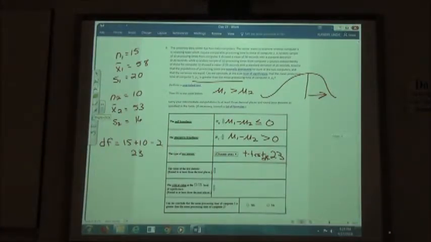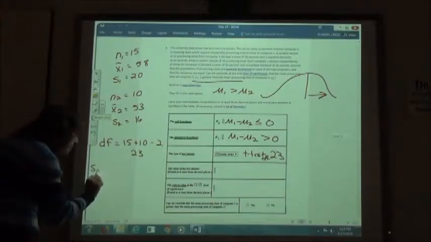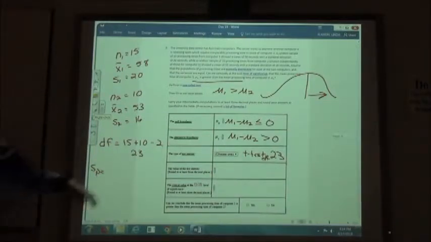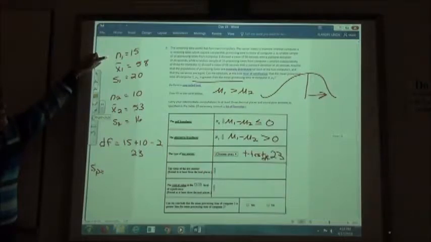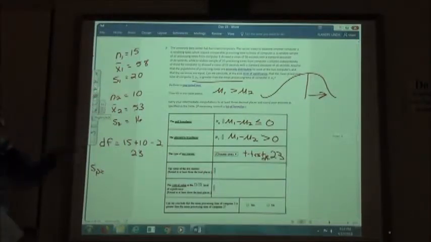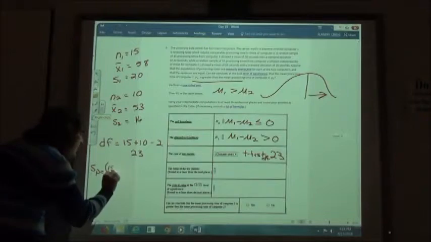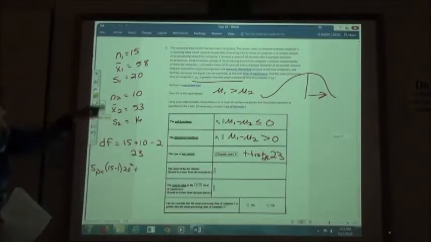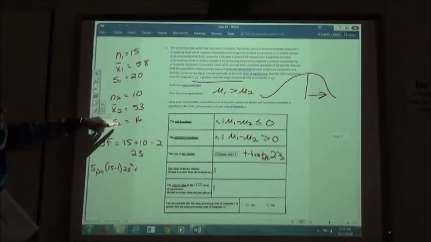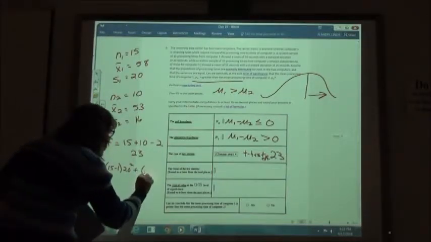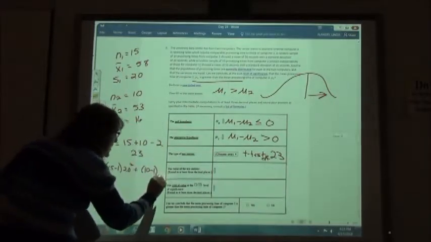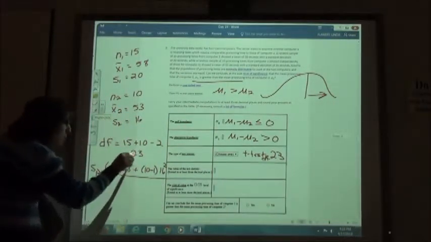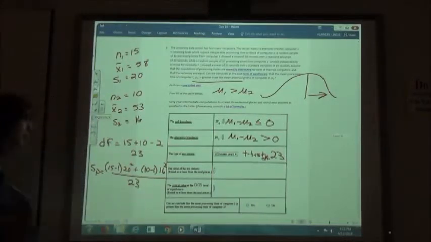All right. We then have to find the value of our test statistic, but first of all, before we can do that, we have to find SP. I'm going to take N1 minus 1 times the standard deviation squared. So 15 minus 1 times 20 squared plus N2 minus 1 times the standard deviation squared. So 10 minus 1 times 16 squared, all over the degree of freedom, that 23 that we had.